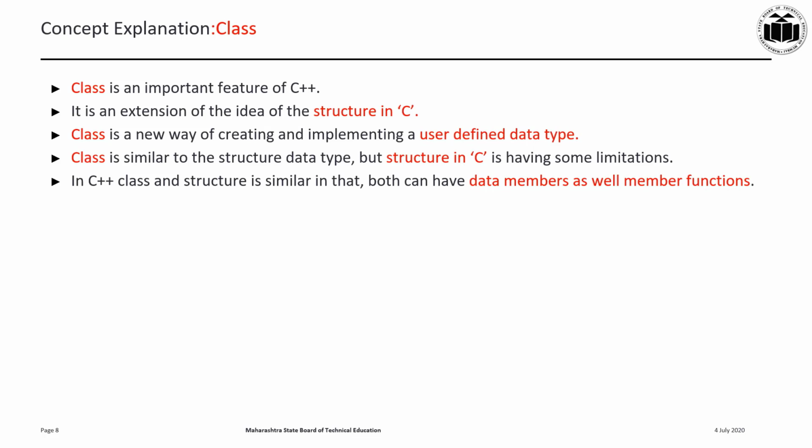Now what is the difference between class and structure in C? Class is an extension of the structure in C. In a structure in C, you have already learned that you can store heterogeneous data elements, but only data elements. Class is a user defined data type like a structure, but in class we can have data members as well as member functions.